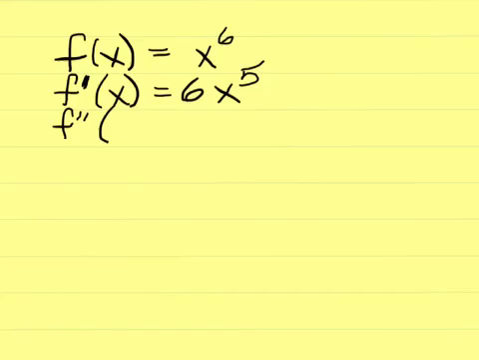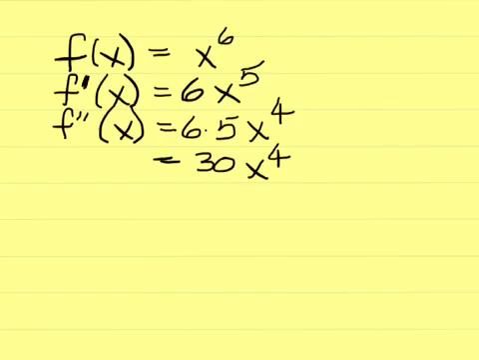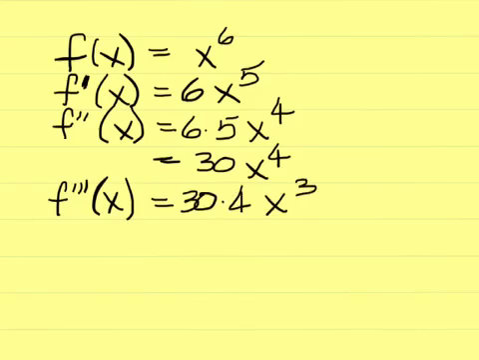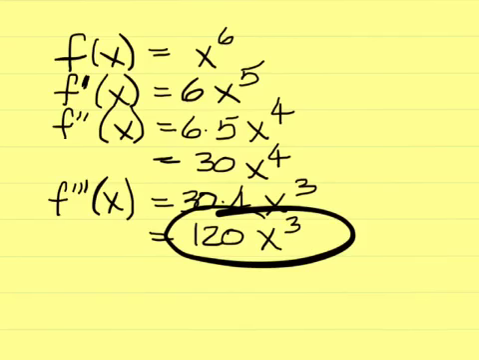Find the second derivative, bring down the 5, 6 times 5, and then reduce the exponent by 1. So that's 30x to the 4th. And then to find the third derivative, bring down the 4, 30 times 4, reduce the exponent by 1. So you should have 120x to the 3rd power.